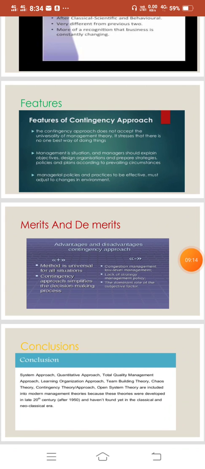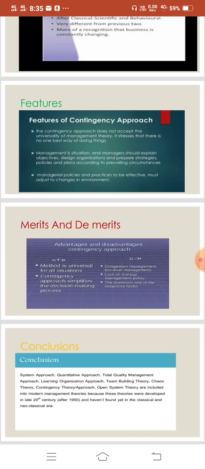So, merits and demerits of the contingency or situational approach. First, I am going to say the merits. This method is applicable to all situations. The contingency approach simplifies the decision making process. And next I am going to say its demerits: conflict in management, low level management, lack of strategy, management policy, the dominant role of the subjective factor.